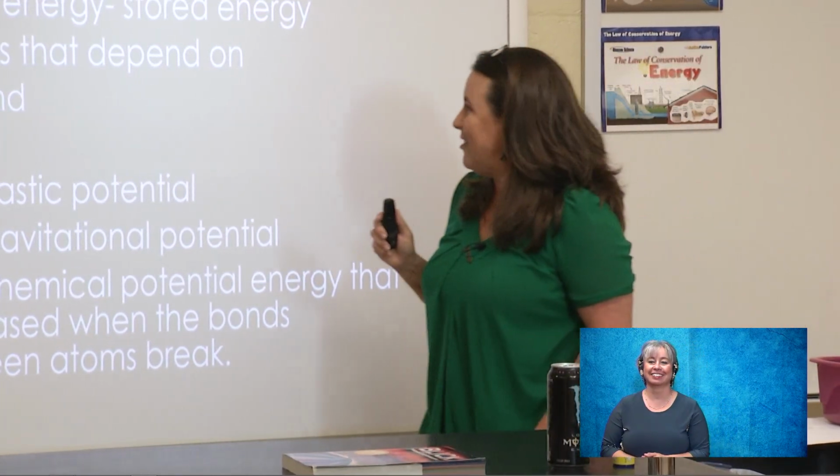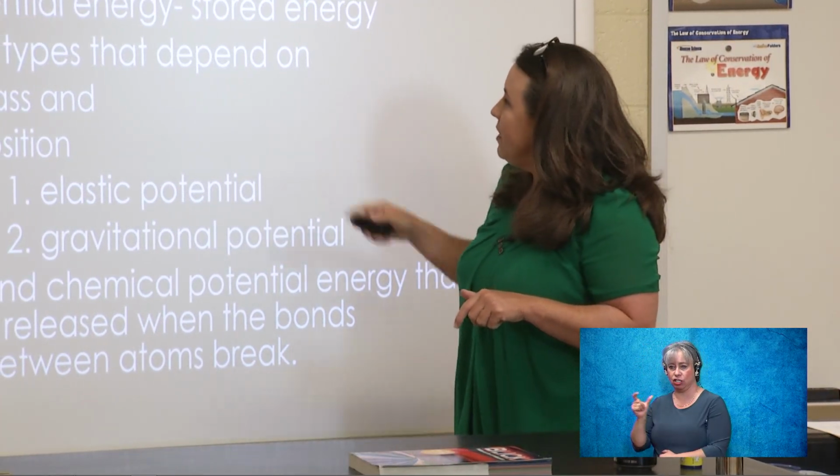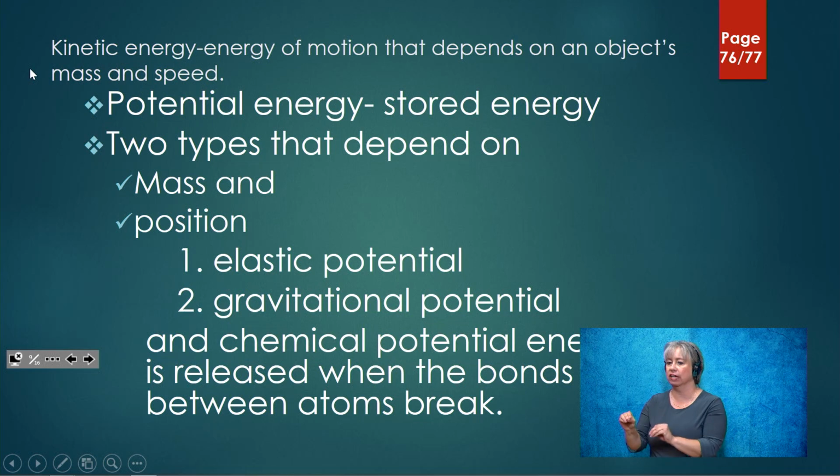Looking at potential energy, it is stored energy. That means our object isn't moving yet. There are two types of energy that depend on mass and position for potential energy. One of which is elastic potential energy. I'm going to move over here to my demo table with my rubber band. And just in case this little puppy pops back on me, I'm going to put my safety glasses on. So I've got my rubber band. And as my rubber band is just hanging out right here, it does not have any elastic potential energy yet.